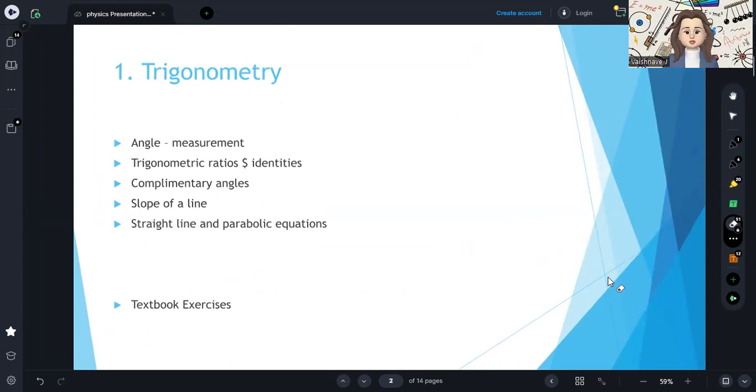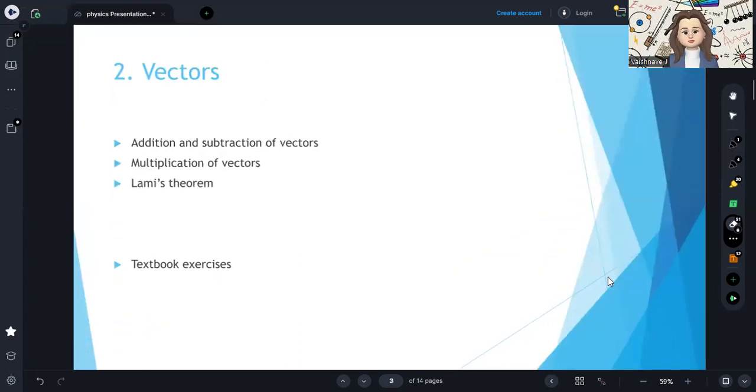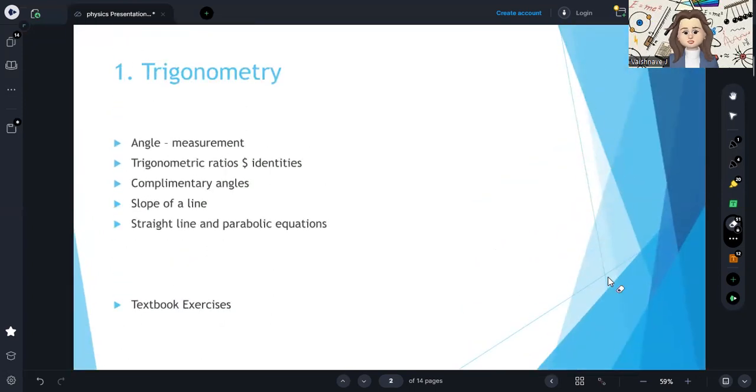So let's try to complete trigonometry in two videos because it's a big lesson and we need explanations. And then we have vectors, which is small. We can complete it in one video mostly. So for these two lessons, this whole can take like 3 to 4 videos, like 2 or 3 for explanation and 1 or 2 for textbook exercises.